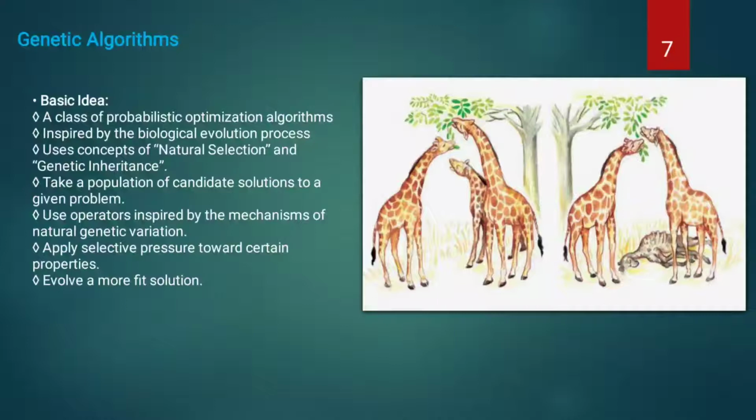The basic idea: a class of probabilistic optimization algorithms inspired by the biological evolution process, using concepts of natural selection and genetic inheritance. They take a population of candidate solutions to a given problem. It operates inspired by the mechanism of natural genetic variation. Apply selective pressure towards certain properties to evolve a more fit solution.